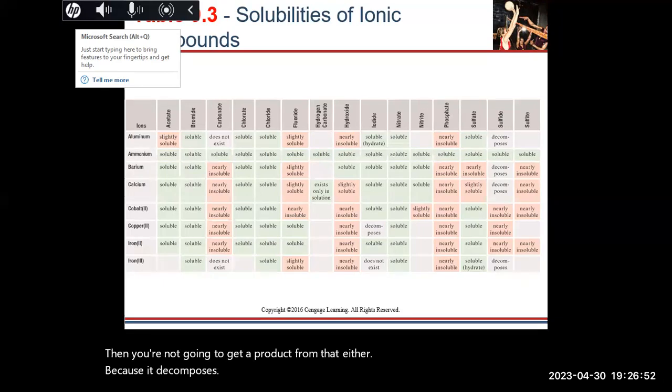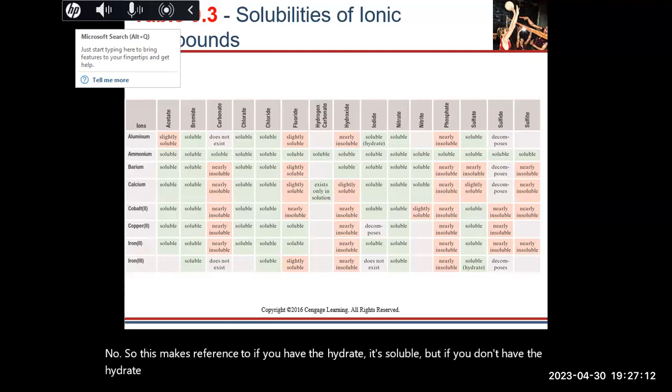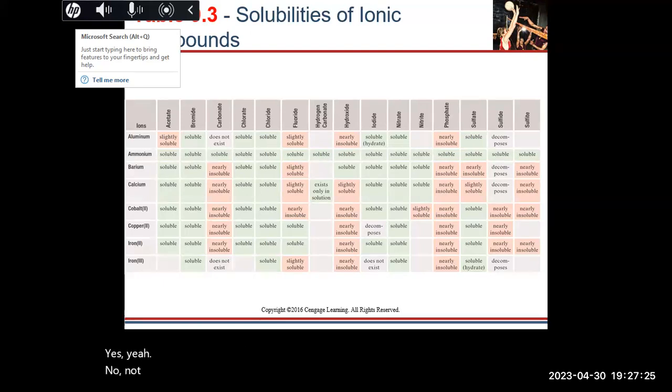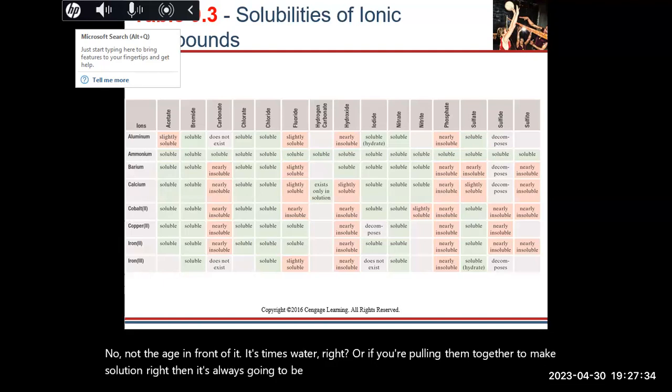And then soluble hydrate, that's where you have like 9H2O. If it hydrates, this one says that. This makes reference to if you have the hydrate, it's soluble. But if you don't have the hydrate, it's not soluble. It's hard to dissolve. So if it's not soluble, it's a solid? Yes. It's times water, right? Or if you're pulling them together to make a solution, then it's always going to be soluble because it's always going to have enough water present.